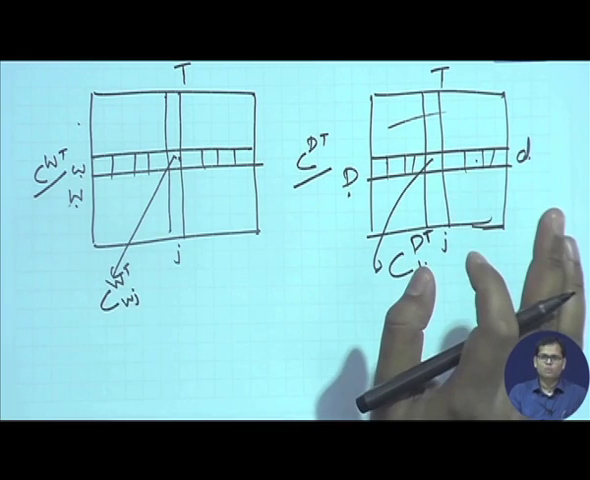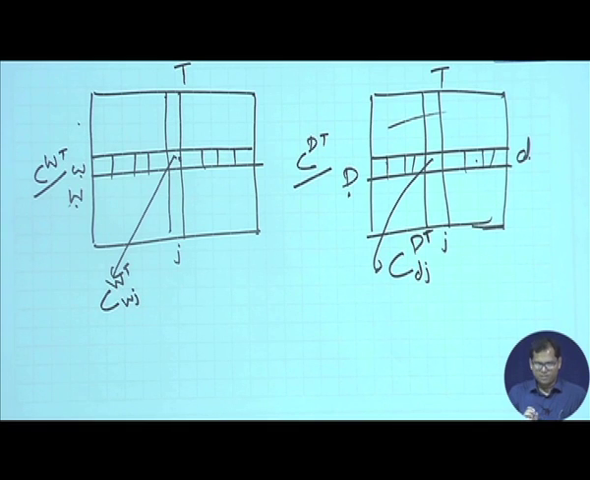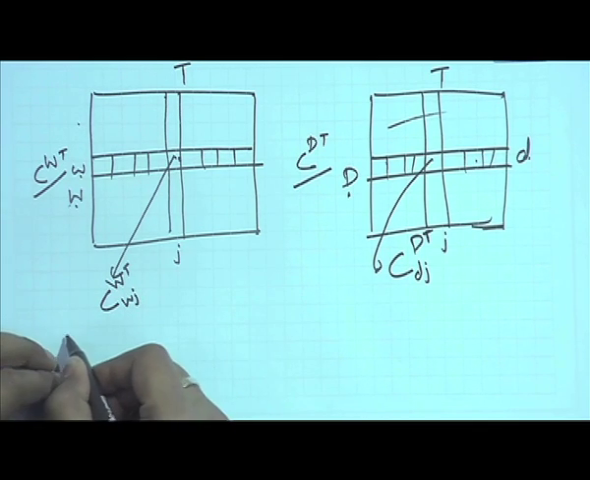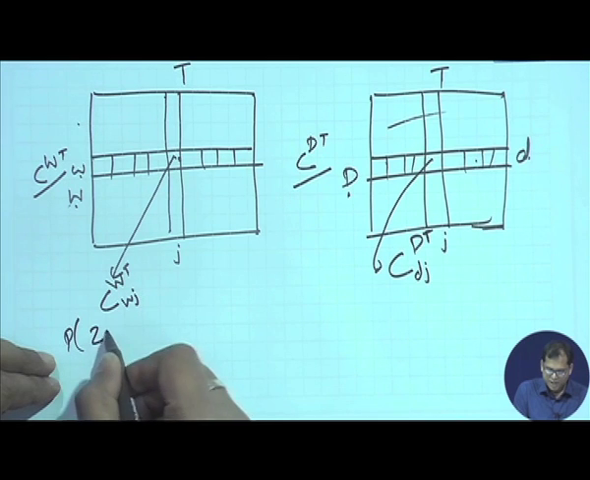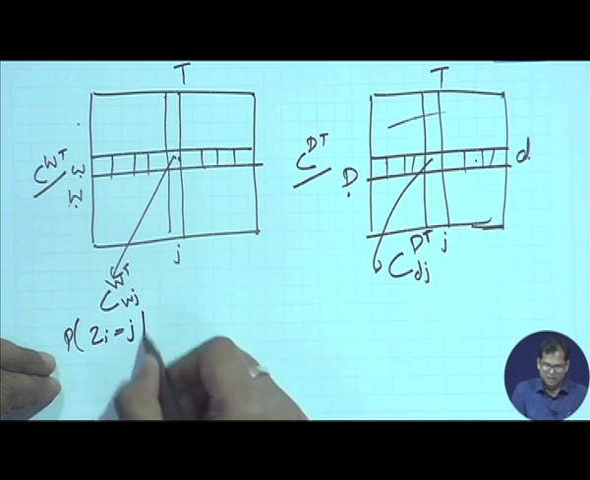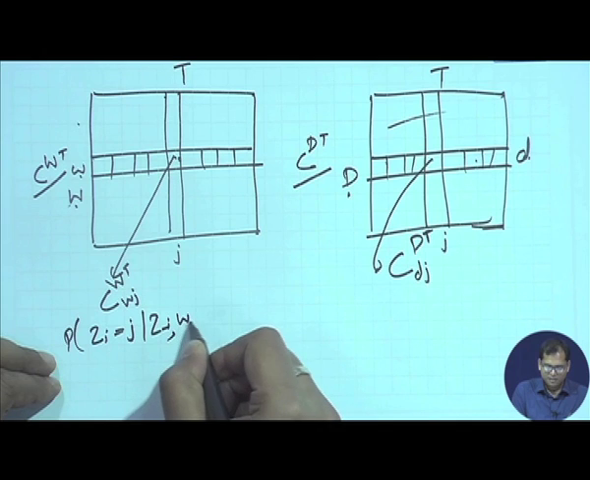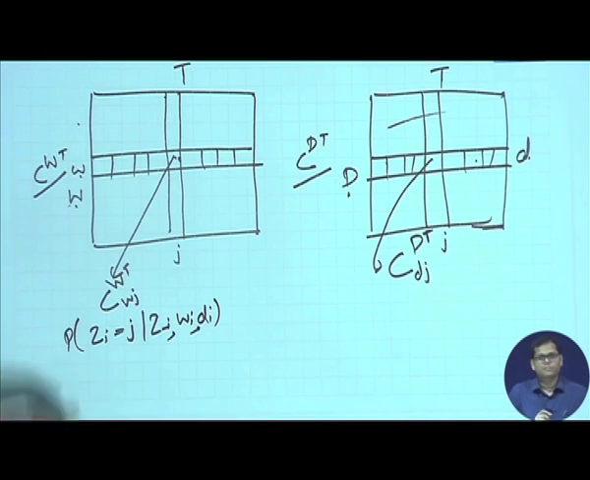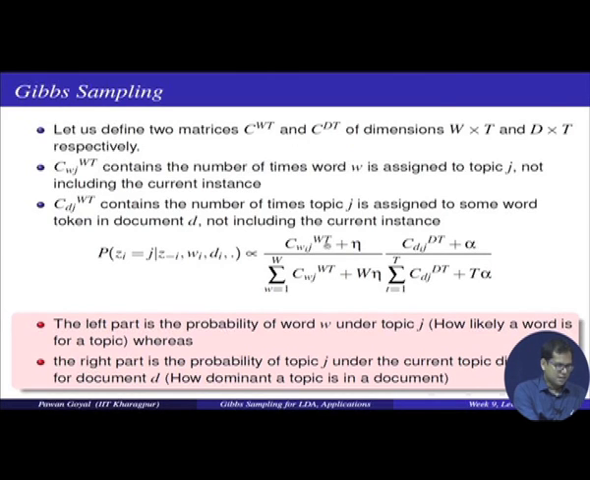Now once you have these two matrices, how do I compute the probability z_i equals j given z minus i, w_i, d_i? We said it will depend on two different things. So let us see that. It depends on two parts. One is, what is the probability of word w under topic j.